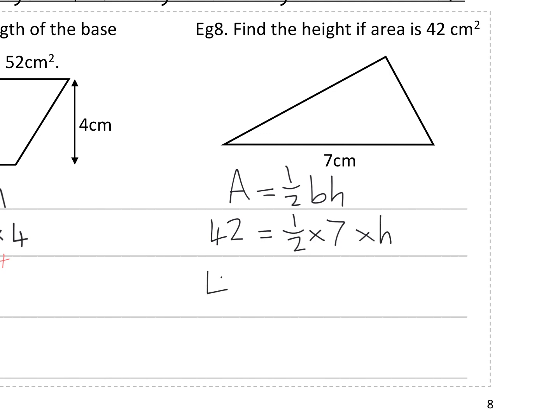We can simplify the right hand side. If you're to work this out, you can do a half times 7. That just means a half of 7, which is 3.5 or 7 halves. I'll just leave it as a decimal, it might be easier. So 42 is equal to 3.5 times h, or 3.5h. To get h, you have to divide by the number of h's. So we're going to divide both sides by 3.5.